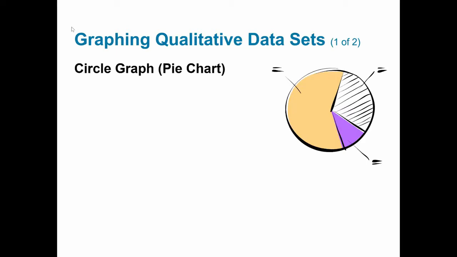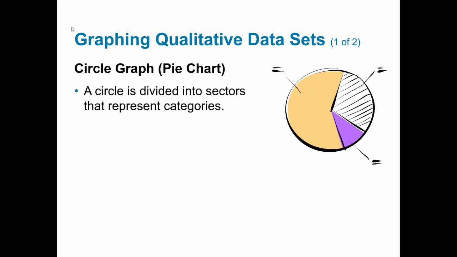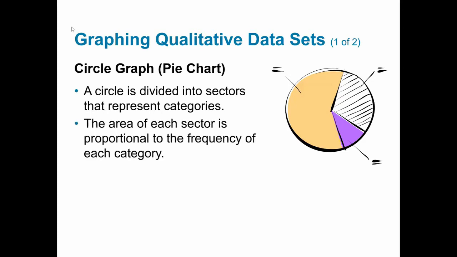For qualitative data, we can graph using a couple of different graphs. The first one is a circle graph, or a pie chart. A circle graph is divided into sectors that represent categories. In other words, every category is a piece of the pie. The size of each sector, or the area of each sector, so how big each piece is, is proportional to the frequency of the category. If you have more data values in a group, it's going to get a bigger piece of the pie.